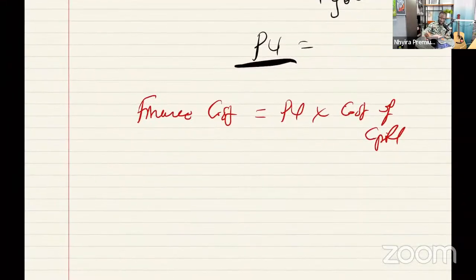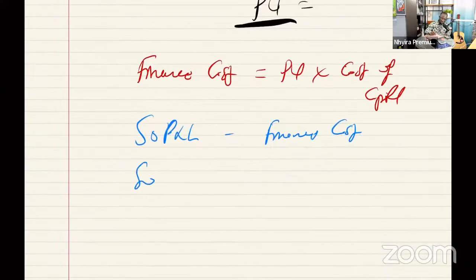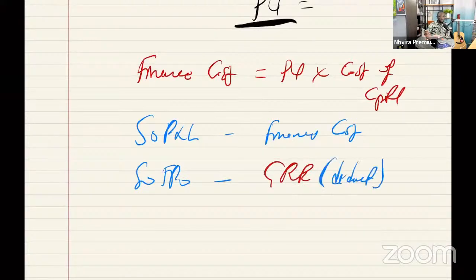And that finance cost, if we are preparing consolidated statement of profit or loss, it will be added to finance cost. If you are preparing consolidated statement of financial position, then that will be deducted from group retained earnings. You subtract it because finance cost is an expense. So it will be deducted from group retained earnings.